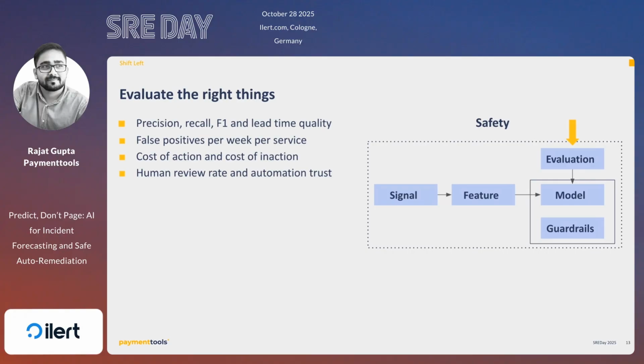This could be one of the factors for evaluation. So how do we evaluate whether our model is performing well? It is again related to precision as well, and everything is tied to that. Cost of action and inaction.